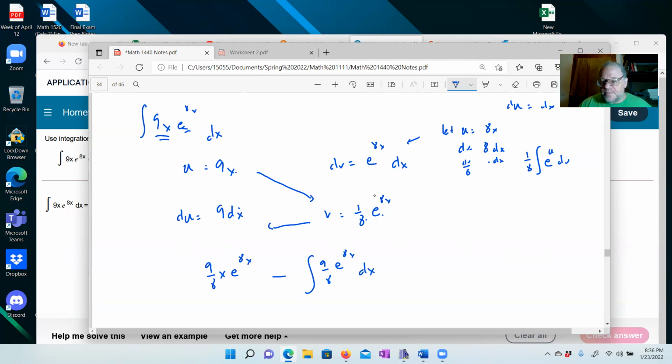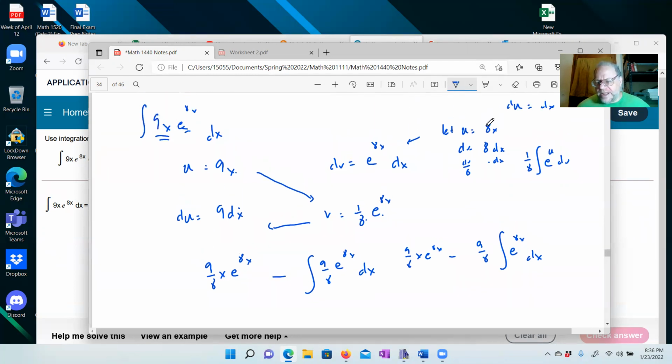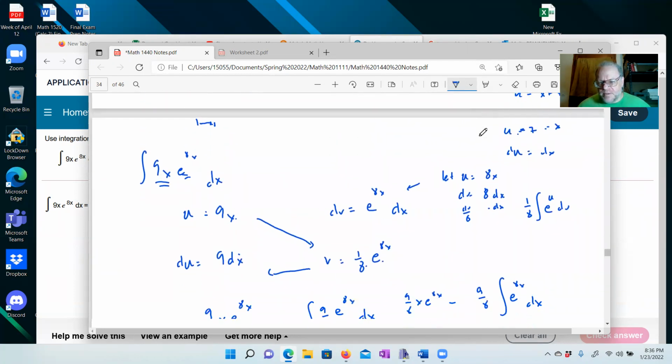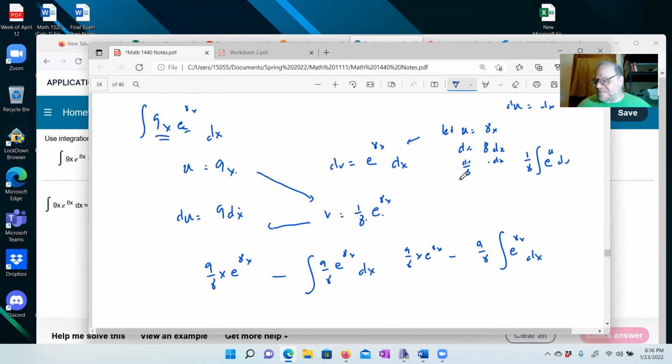Okay, let's clean this up a little bit. So we're going to have 9/8 x e to the 8x minus, I'm just going to pull this across, 9/8 integral e to the 8x dx. Now, if I didn't know any better, I could have sworn we integrated e to the 8x one time before. Oh, look at that. We already have this written down.